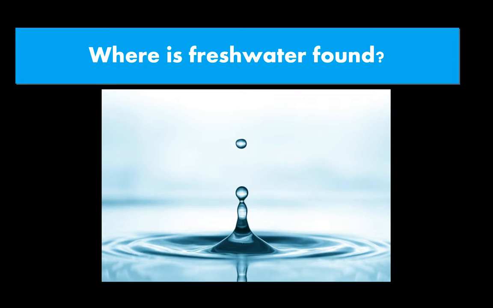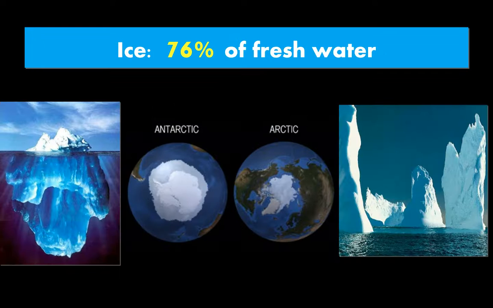Where do we find fresh water? Well, we already previewed this at the start of lecture. So about 76% of our fresh water is going to be locked in ice. Majority of that is going to be in the ice caps at both the Arctic and Antarctic. But then we also have things like icebergs and sea ice. So when ice freezes, it leaves behind the salt, but it freezes as fresh water.